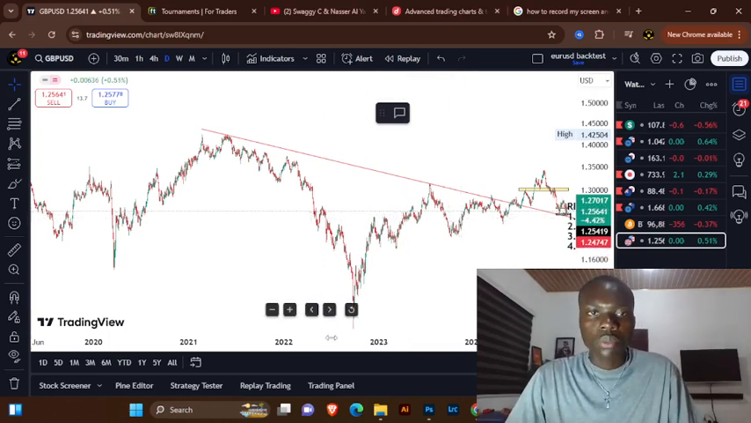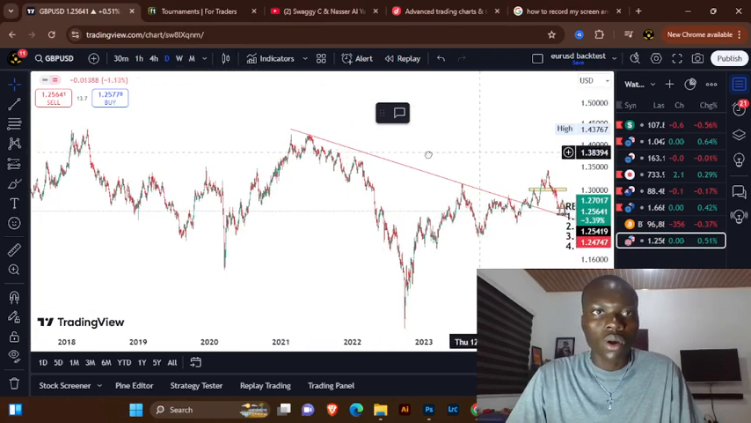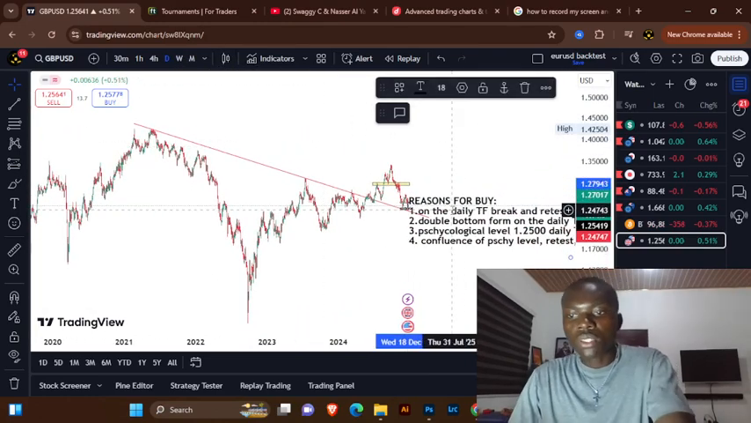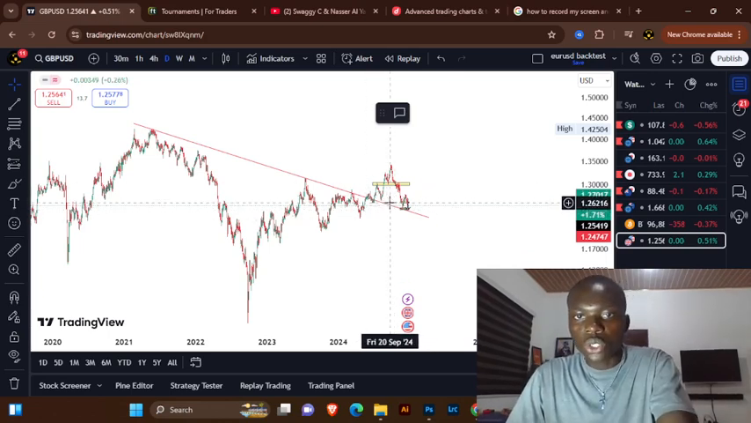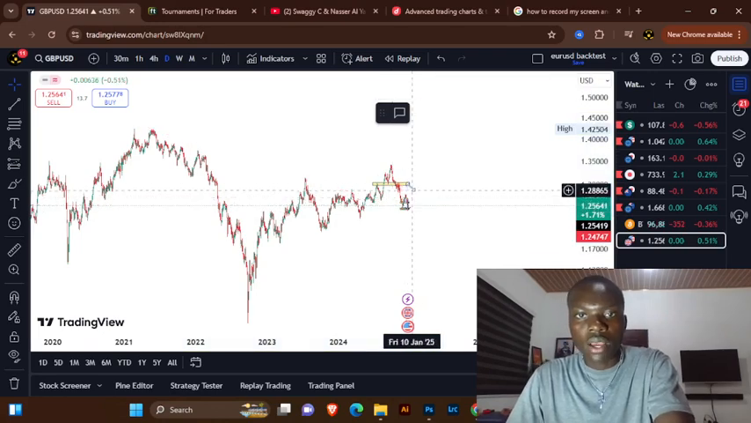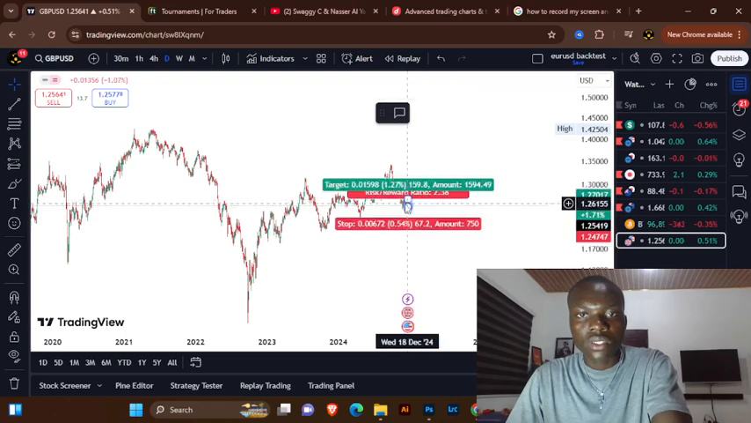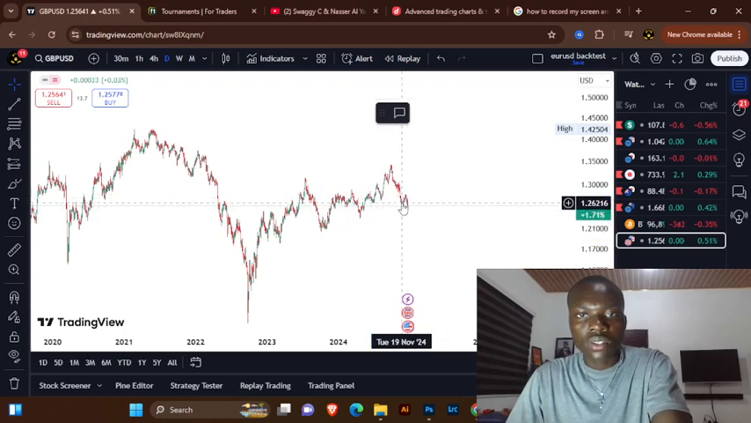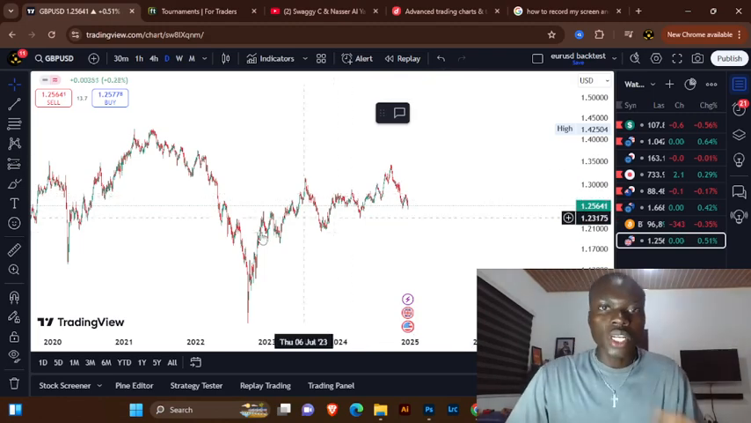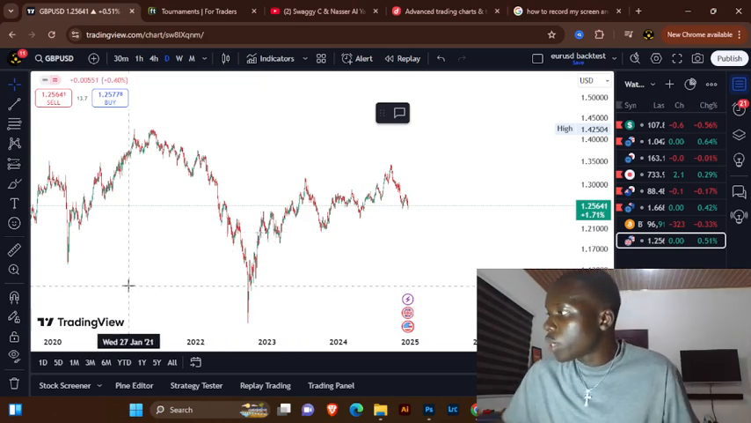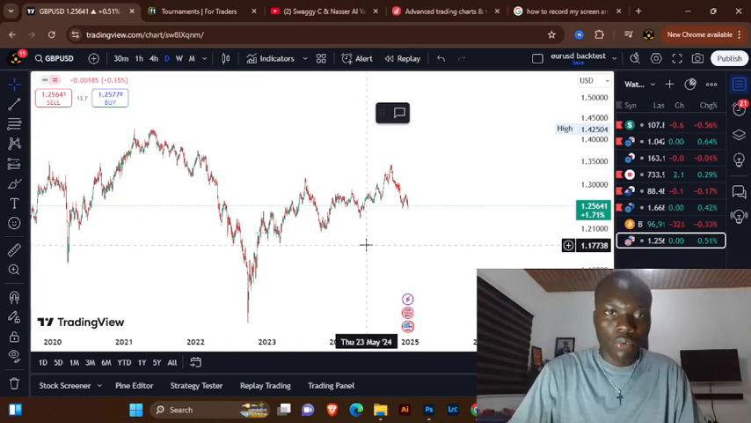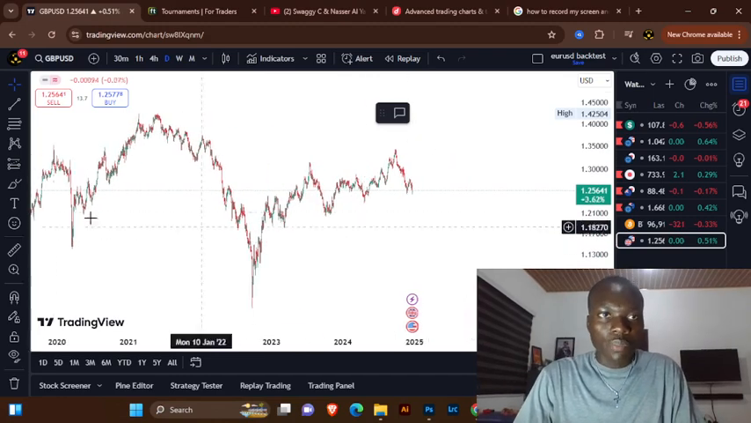So this is GBP USD and we are on the 1 day time frame. So I'll be starting from the 1 day time frame right here. I'm going to clear everything so we can start afresh. Okay, so the chart is clear. So what we are going to do now, we are going to analyze GBP USD. Let's see what we have for the week. So let's start from this.